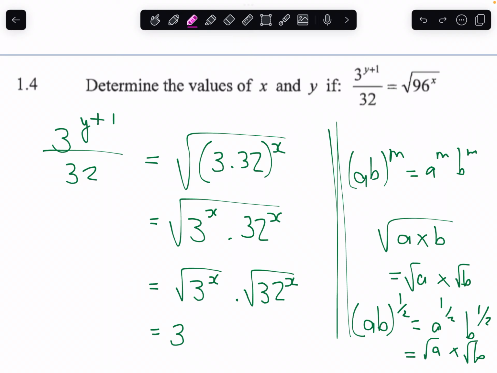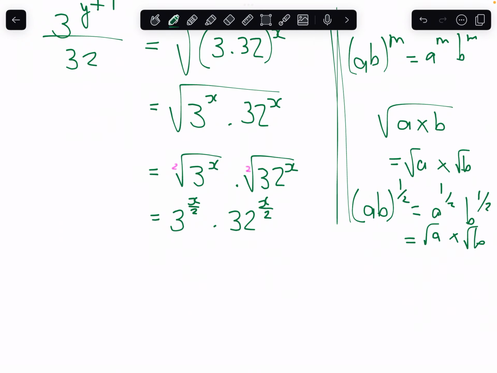There's a little invisible 2 over here. So this is the same as 3 to the x over 2 times 32 to the x over 2. Again, this is using the idea that a to the m over n is the same as the nth root of a to the m. In this case, our n is 2 and our m is x. So that's what's happening on the right hand side.